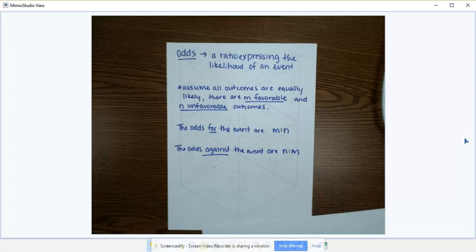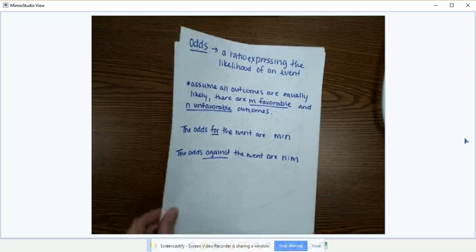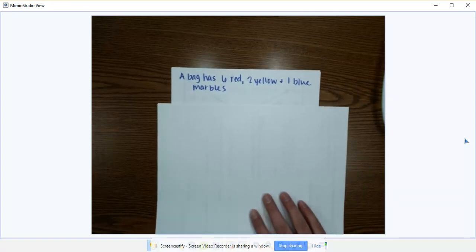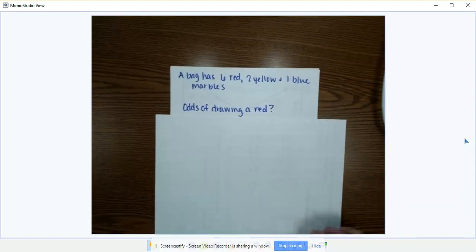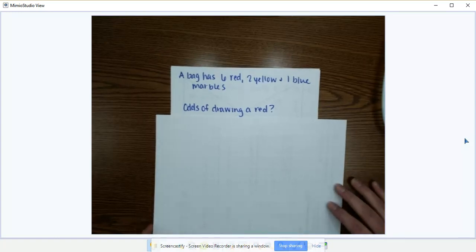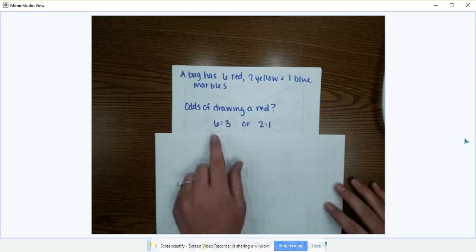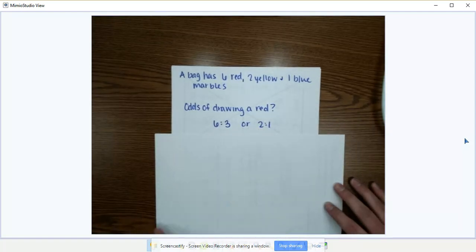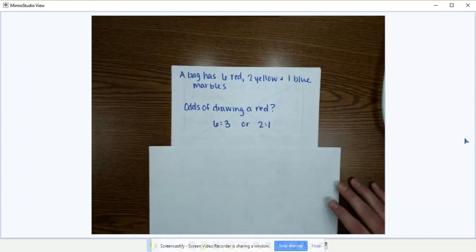So for an example, a bag has 6 red, 2 yellow, and 1 blue marbles. We want to know the odds of drawing a red. Well, our favorable outcomes would be any red marble, and we know there's 6, compared to our unfavorable. In this case, unfavorable would be yellow or blue, and there's 3 of those total. So our odds would be 6 to 3. And remember, ratios are like fractions, so we can always simplify them. We have a 2 to 1 odds of drawing a red marble.